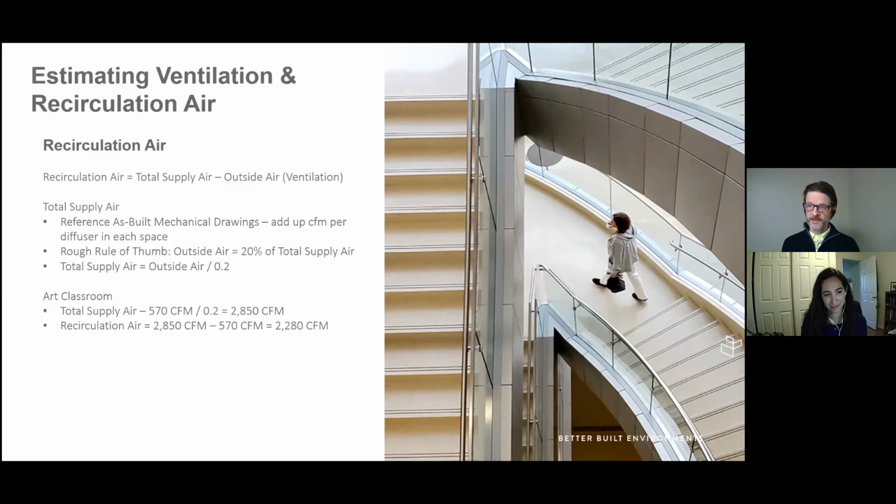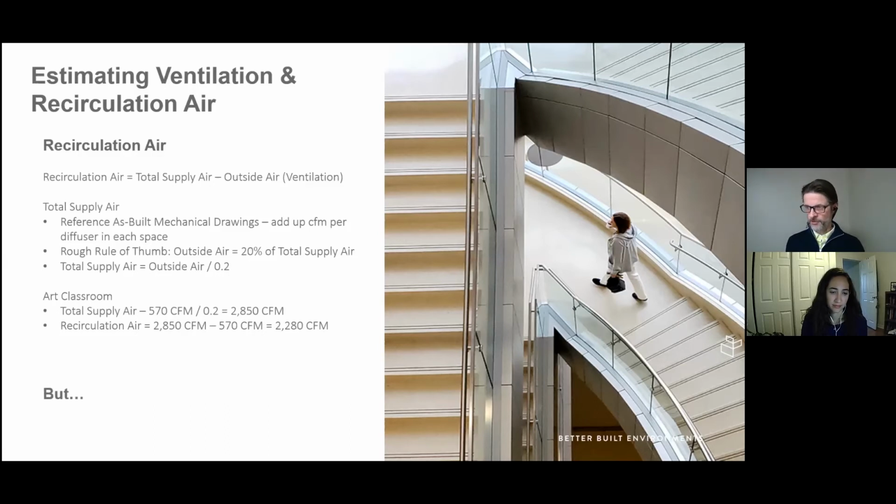So then in that case, for the art classroom, let's say I didn't have drawings and I'm just using that rough rule of thumb, my total supply air would then be 2850, 570 divided by 0.2, and then the recirculation error is the 570 subtracted from that 2850, or 2280. So that's a place to start. But like I said, there's lots of reasons that may not be the case.